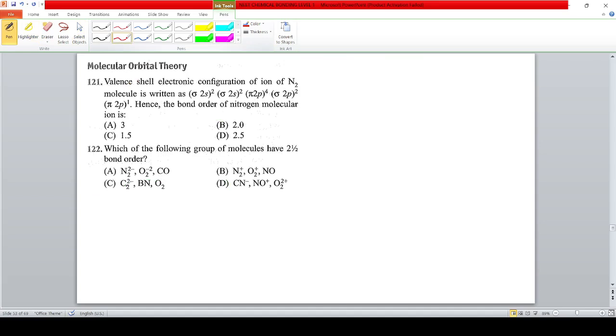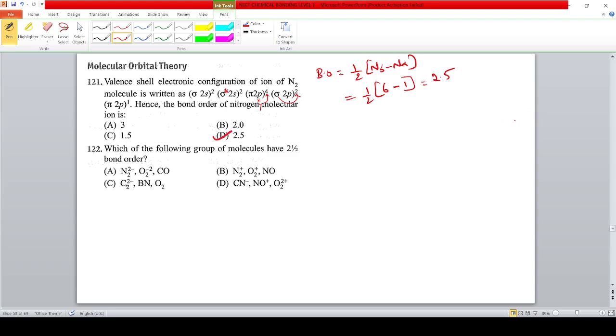121. Molecular orbital theory. Valence electronic configuration of an ion. Bond order is nothing but half into Nb minus Na. These sigma and sigma star are not printed, so leave it. These two will cancel each other. So I'll go for the remaining. This is pi 2px 2 electrons and pi 2py is also having 2 electrons. This is sigma 2pz. So 6 electrons in bonding molecular state and 1 electron in anti-bonding molecular state. So 5 by 2, 2.5 is your answer. Option D.